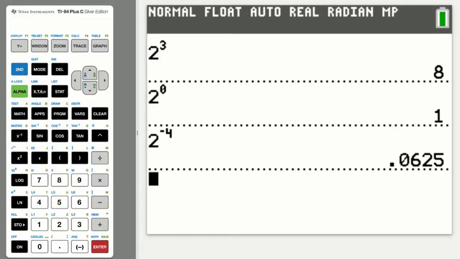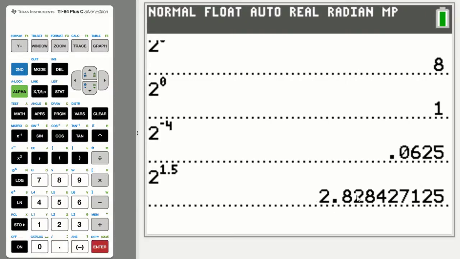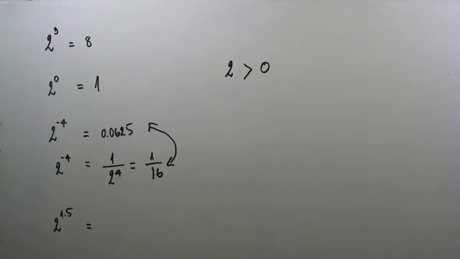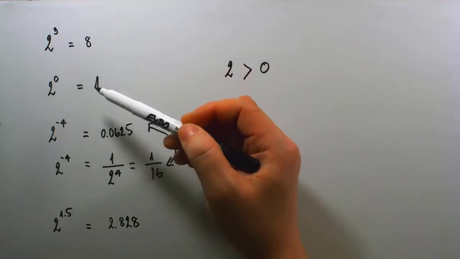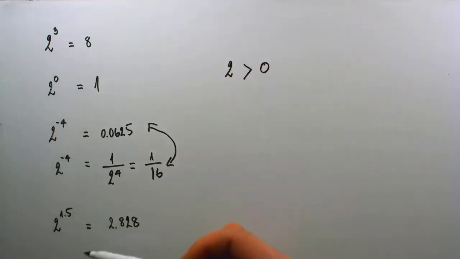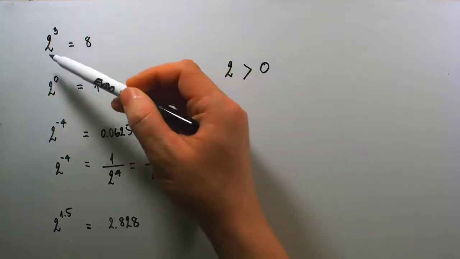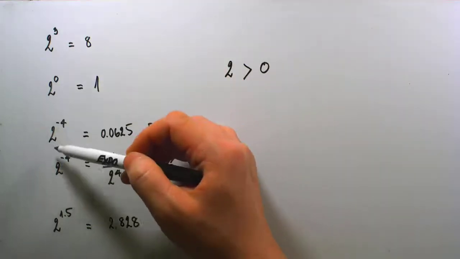Again, on the calculator, 2 raised to the 1.5 power is a value quite complicated and quite lengthy in decimal. In 3 decimals, it's about 0.828.